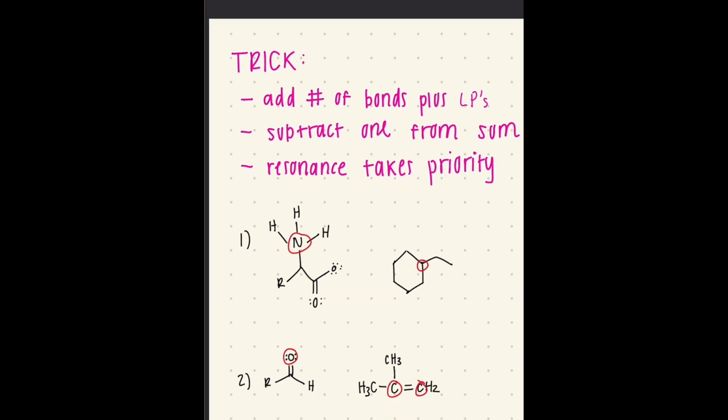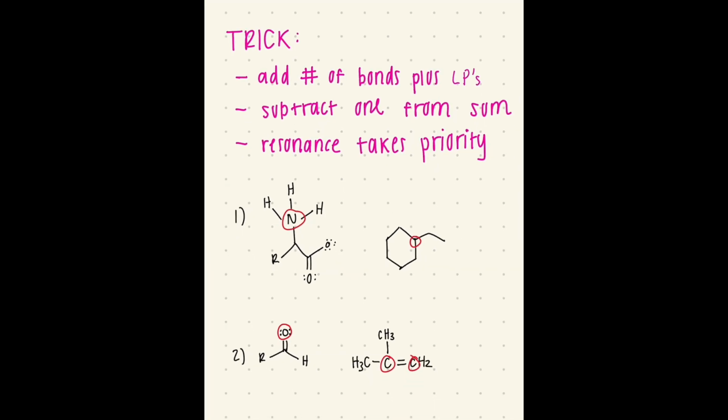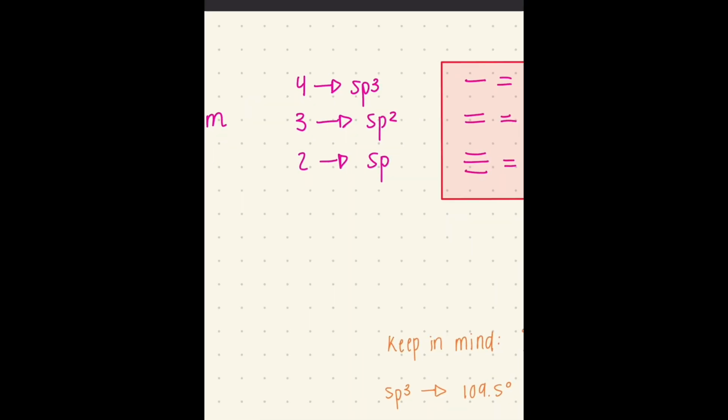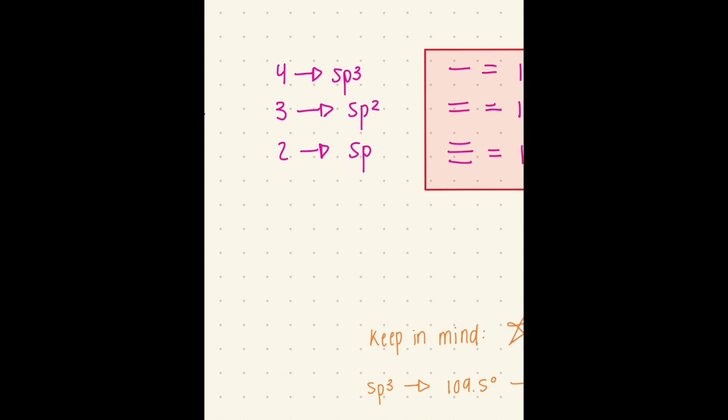So first, we're going to add the number of bonds and potential lone pairs. Then we're going to subtract 1 from the sum. And then we always want to remember that resonance takes priority. If our sum is 4, then our hybridization is sp3. If it's 3, then it's sp2. And if it's 2, it's sp.